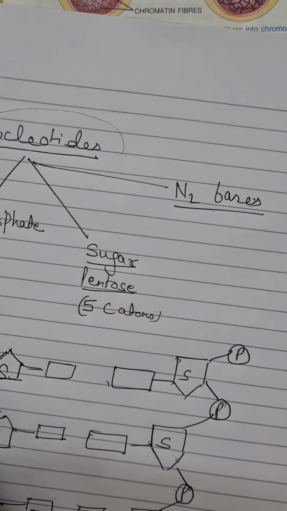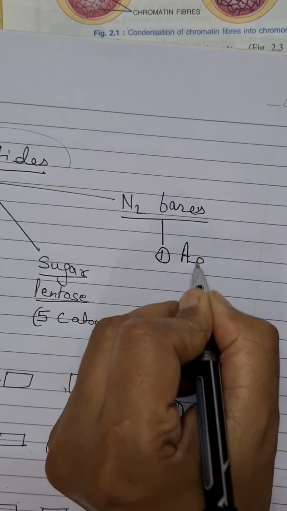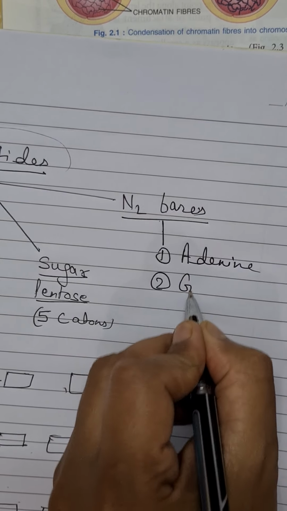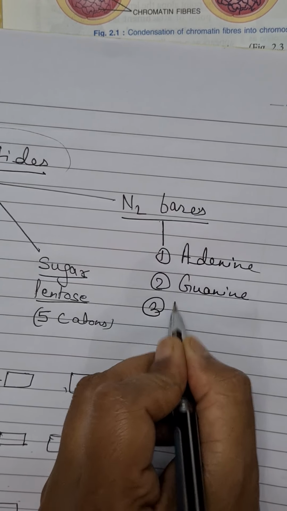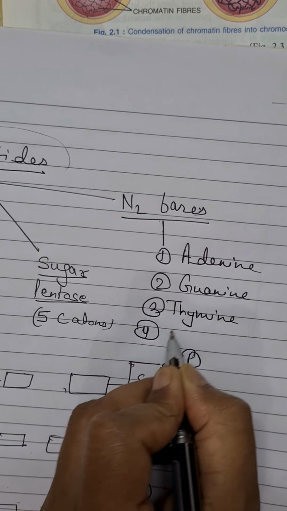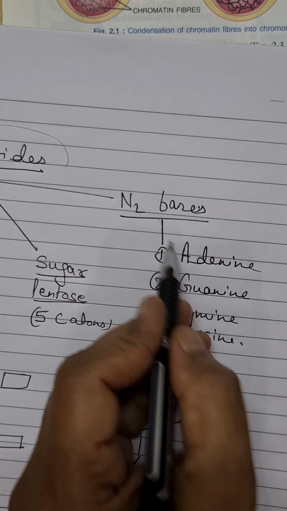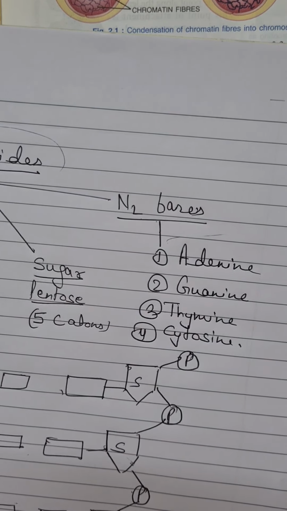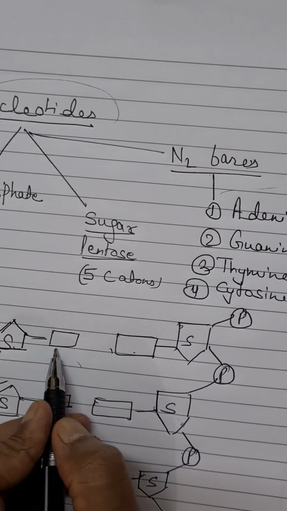Now what are those 4 types of nitrogenous bases? The first one is adenine, second is guanine, third thymine, and the fourth one cytosine. So these are the four types of nitrogenous bases present in the DNA molecule. Now they are attached to the inner side of the sugar. Now how are they attached here?